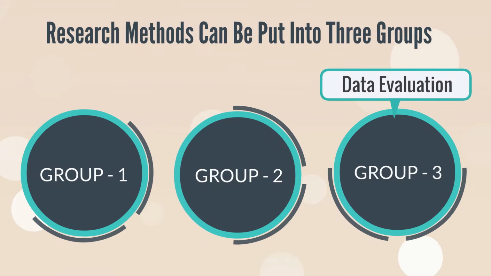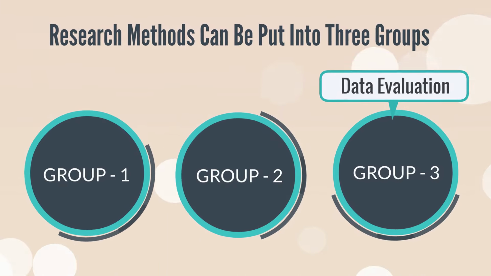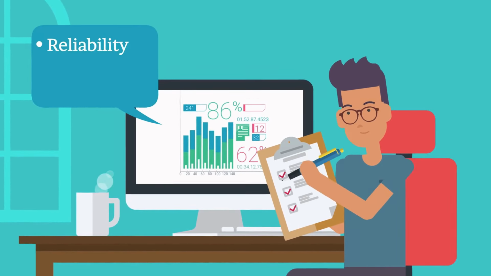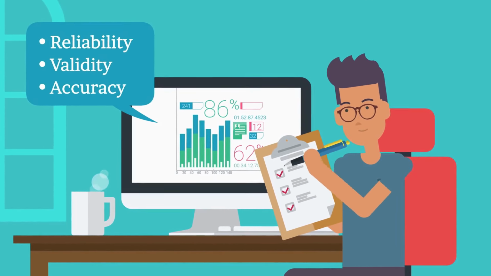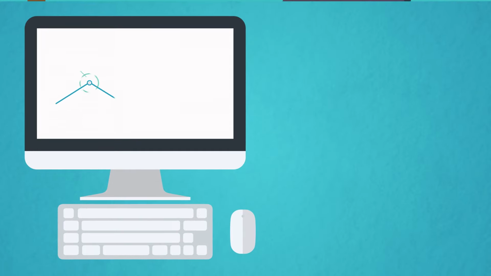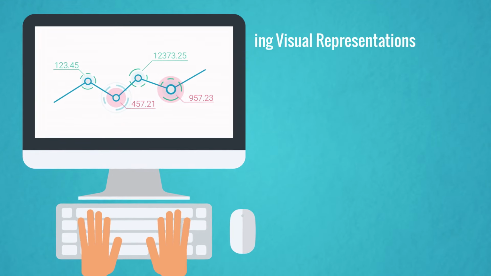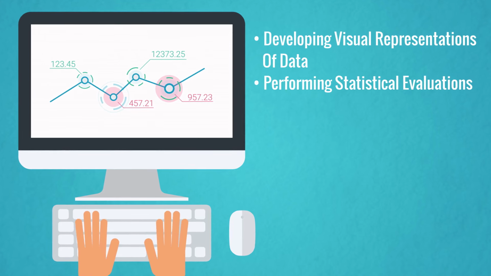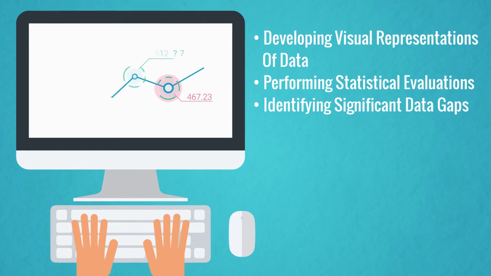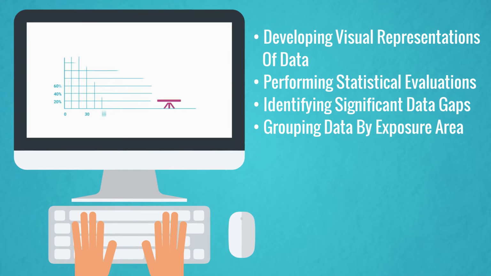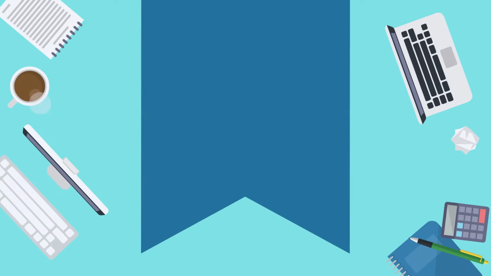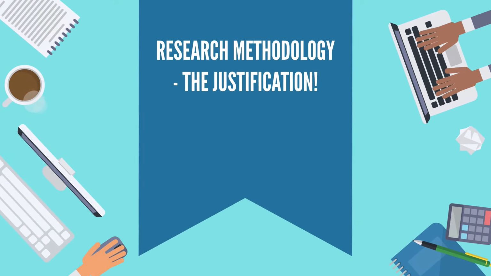Group 3, data evaluation. This group contains the techniques used to evaluate the reliability, validity, and accuracy of the results. Data evaluation may include developing visual representations of data, performing statistical evaluations, identifying significant data gaps, grouping data by exposure area, and so on.